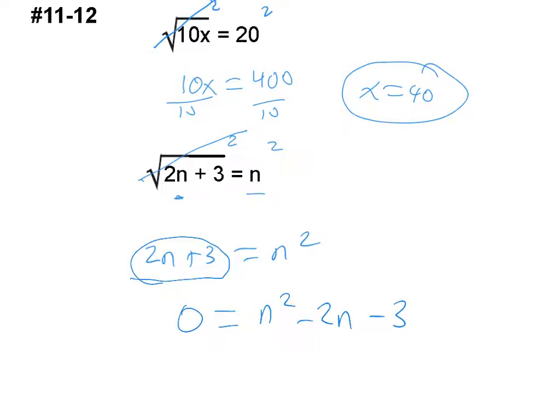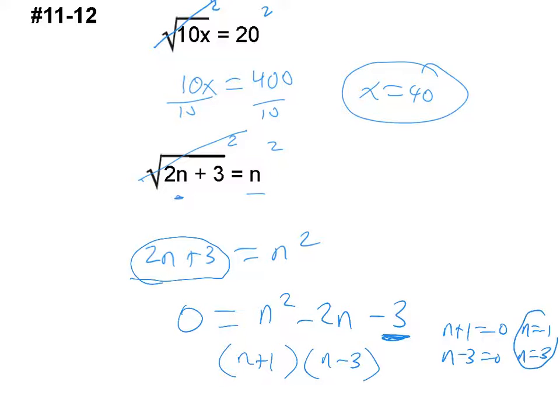And then we can factor this. Remember, that's how we solve. So let's factor this. Can you think of two numbers that multiply together to give us negative 3 that would add up to negative 2? How about n plus 1 and n minus 3, right? And so then our two solutions, if we would solve both of those, if we put both of those equaling 0, right, would be n equals negative 1 and n equals 3. So those are our two possible solutions.